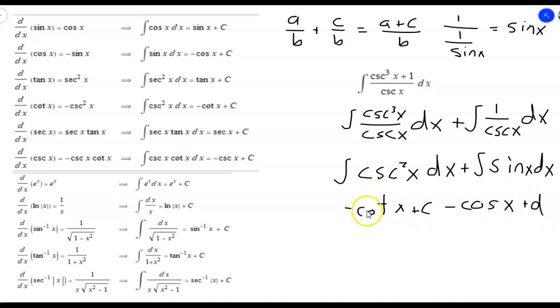And then when we are finished, this should just end up being negative cotangent of x minus cosine of x. And remember, we have two constants, and I'm just going to combine it under one, calling it c. That's because we're not trying to solve for the constants. And that is your answer.